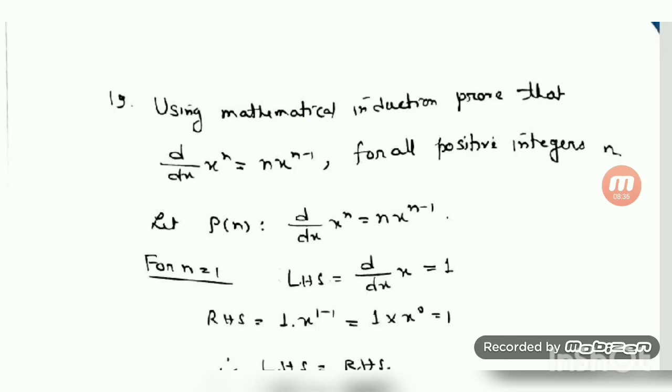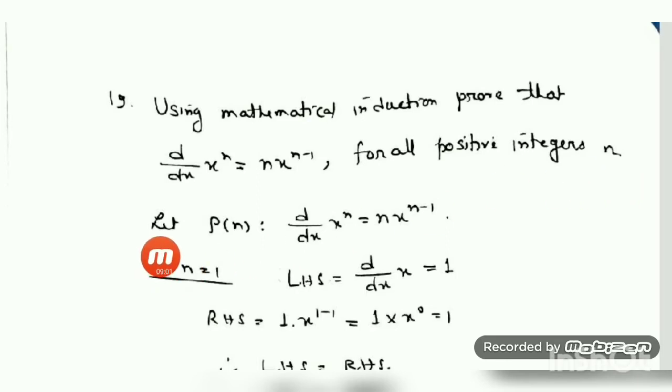We have to give the name of the statement as Pn. Then we have to check whether P of 1 is true or not. Second step, you have to consider or suppose that the result is true for n is equal to k, and using that concept we have to show that the result is true for n is equal to k plus 1. Let us proceed one by one.